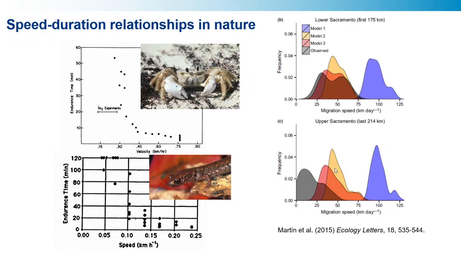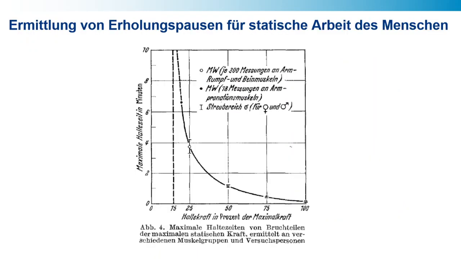But in theory, you can use a critical power type model or a critical speed type model to accurately predict the speed of migrating salmon. That gives you some degree of impression of the scope of this relationship. But back to the human. And what we have here is a paper from Romert in 1960 entitled Determination of Rest Breaks for Static Human Work. I just think it looks better if you write it in the original German.